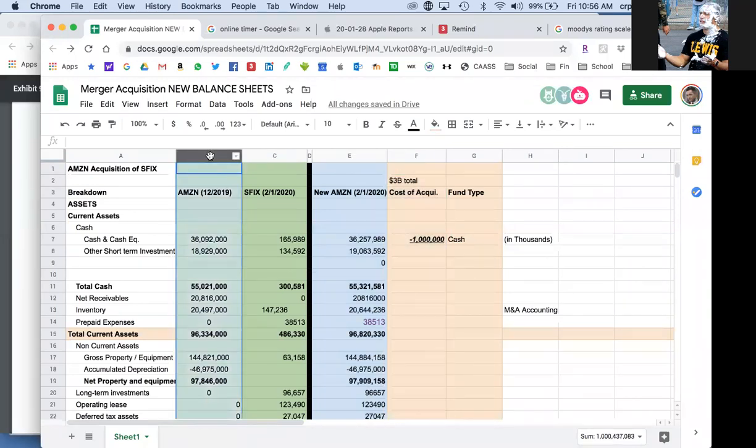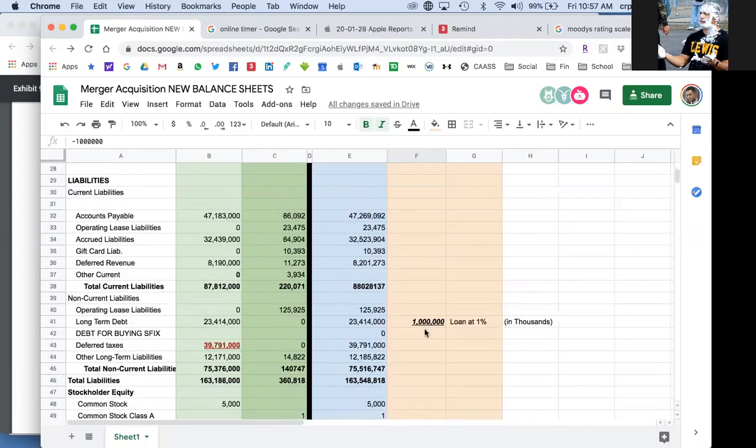So Amazon plus Stitch Fix equals the new Amazon balance sheet. Leave that alone. Then do this. Just give me the cost of the acquisition separately. Okay? Give me that separate. So what does that look like separate? Well, it's going to be $1 billion in cash for the cost. It's a $3 billion acquisition. It would be $1 billion in cash.